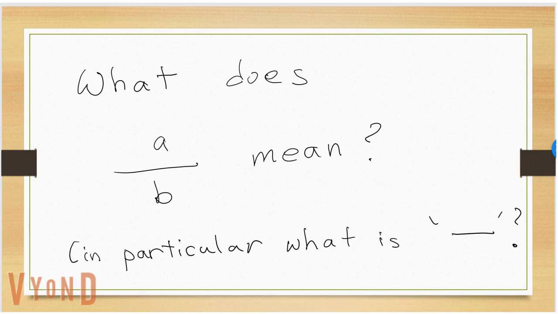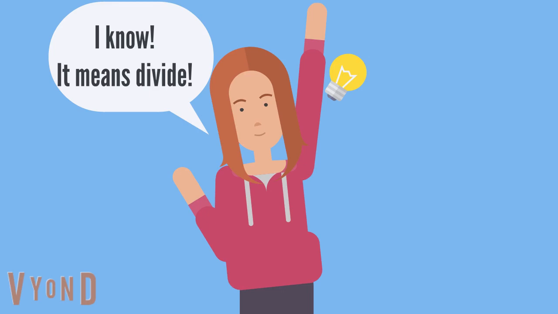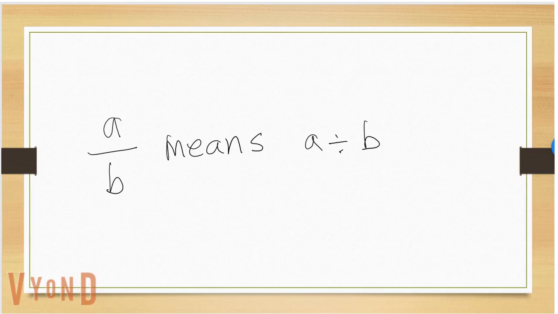Alright. Let's start by inspecting a simple fraction and what it means. What does a over b mean? In particular, what does the horizontal line in a fraction mean? I know. It means divide. Ashley, you are right again. A over b means a divided by b.